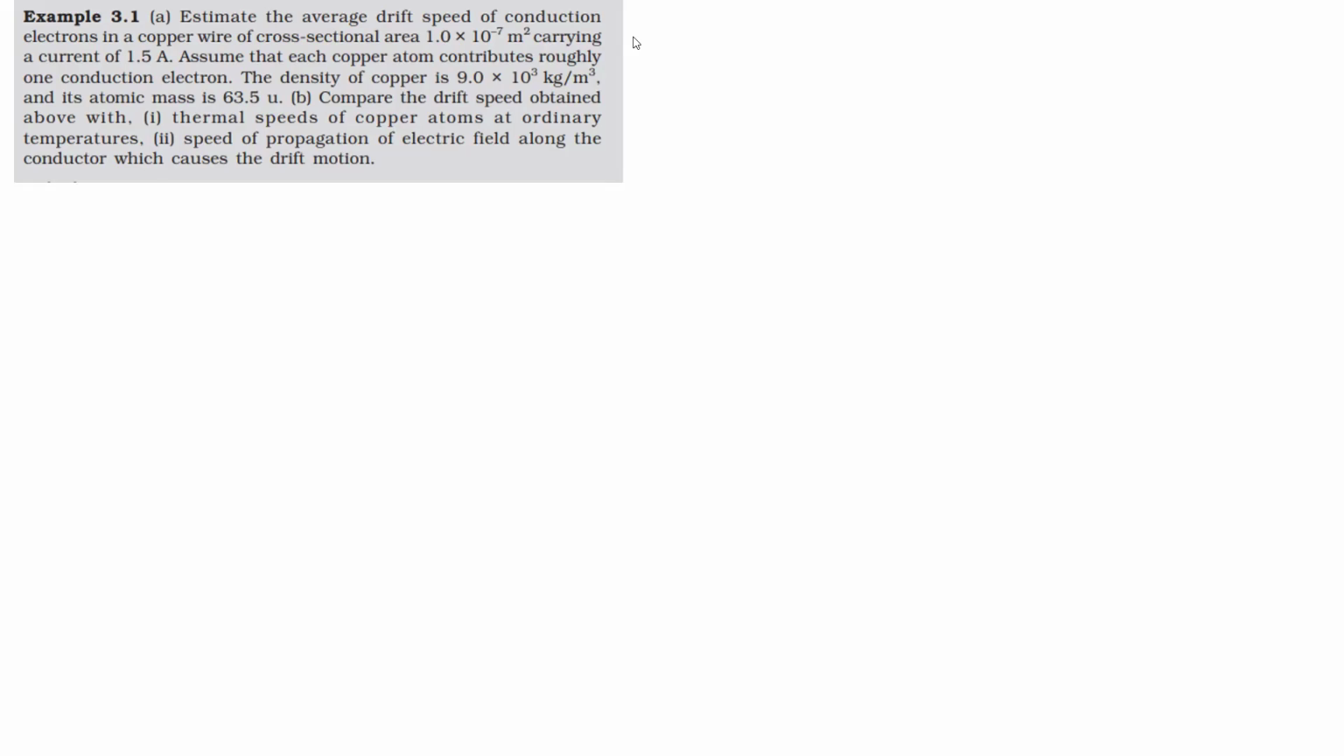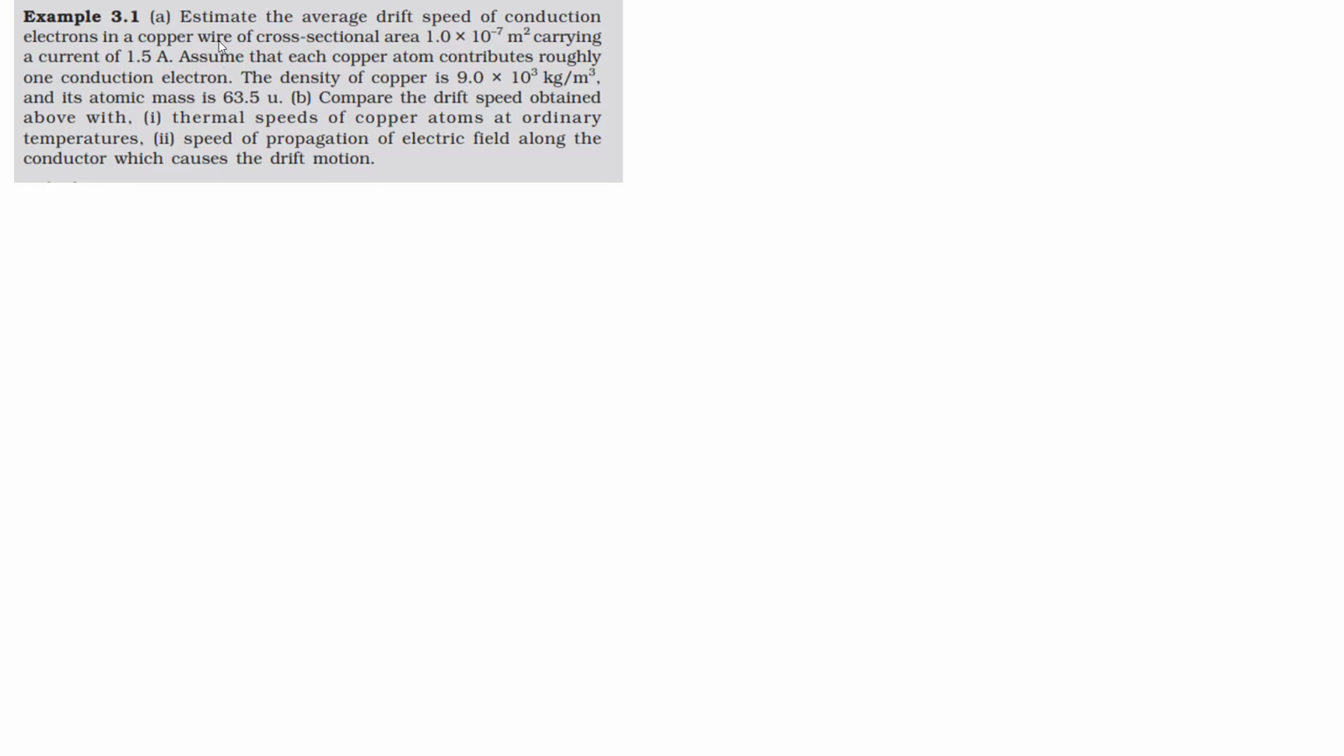into 10 to the power minus 7 meters square carrying a current of 1.5 amps. Assume that each copper atom contributes roughly one conduction electron. The density of copper is given and its atomic mass is also given. Then compare the drift speed obtained above with the thermal speed of copper atoms and the speed of propagation of electric field along the conductor which causes the drift motion.